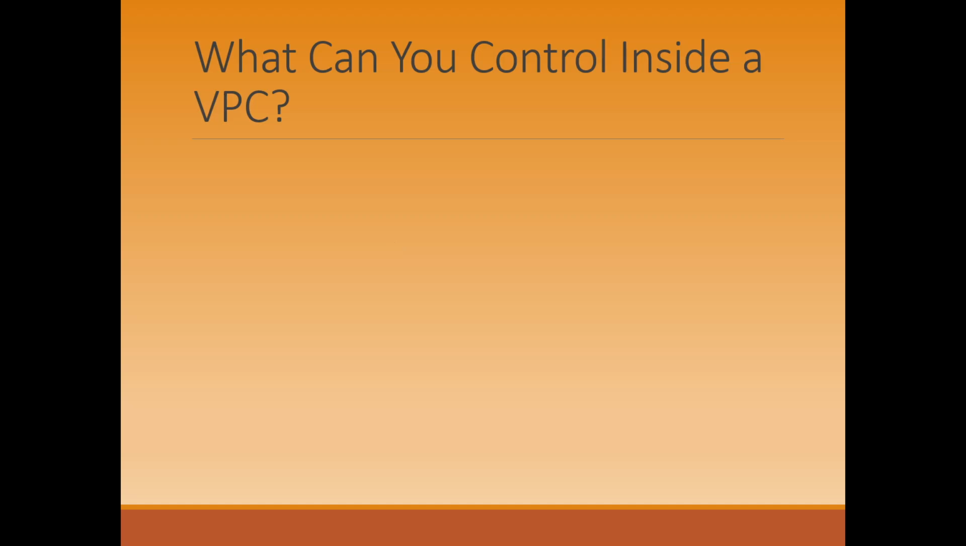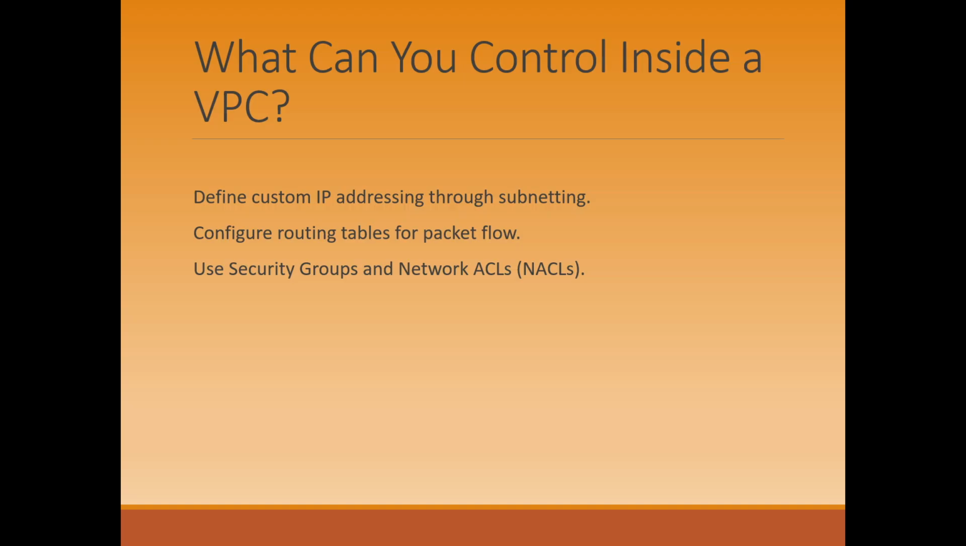Next, we'll see what you can control inside a VPC. Inside a VPC, you can define custom IP addresses through subnetting, as we discussed in the last lecture on subnets. You can watch that video. Second, configure route tables to take control of packet flow. Third, use security groups and network ACLs. We'll see what security groups and network ACLs are in an upcoming lecture. Basically, a network ACL is an access control list, and we use security groups at the instance level. We'll understand all this.